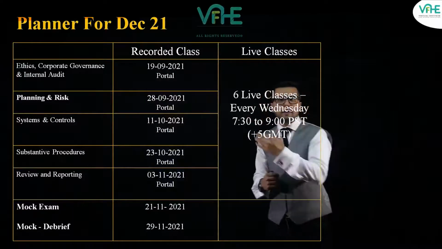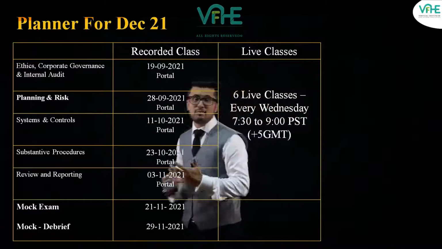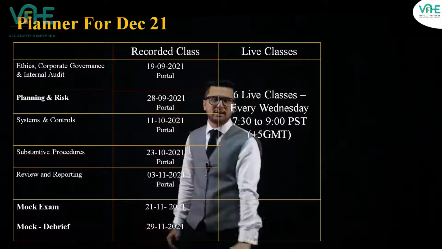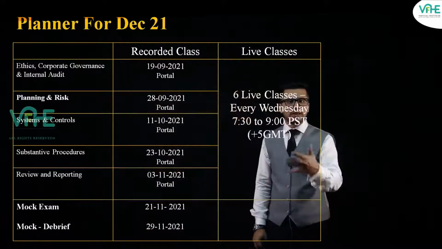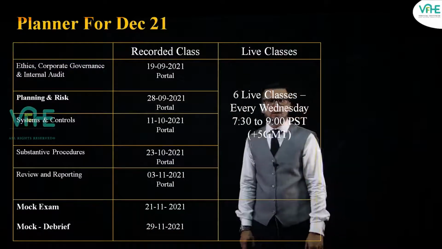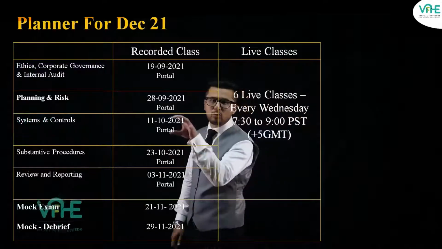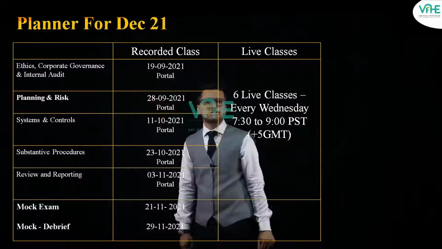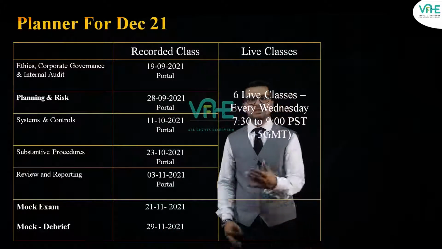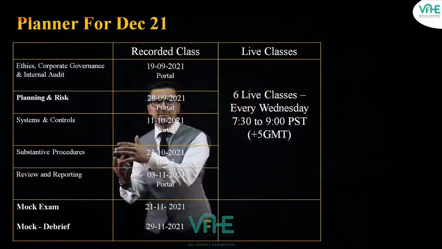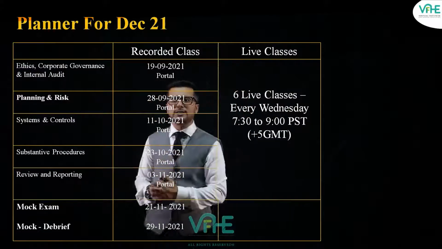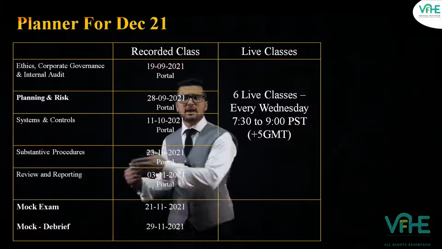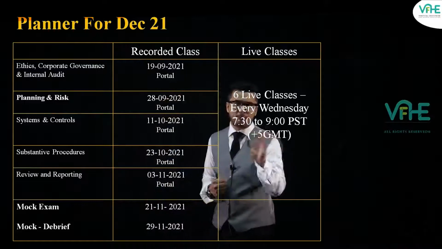Then we'll have planning and risk, which is the major topic number 1 and overall 4th topic. We'll start it around 28th September and it will take approximately 10 to 12 days, and we'll finish it around 10th October. Then we'll start systems and controls, which will take another 12-13 days, and then we'll start substantive procedures on 23rd. It will take a good 10 days, and then we'll have the last session, another minor topic, review and reporting.